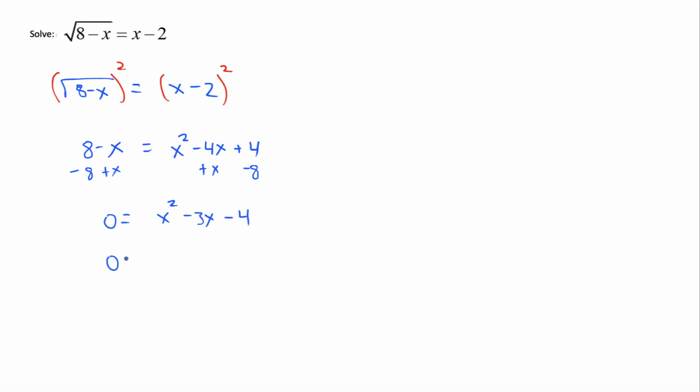All right, and with this quadratic equation, we can solve by factoring. So this becomes x minus 4 times x plus 1. At this point, we can set each factor equal to 0, and we get two values for x. We get x equals 4, and we get x equals negative 1.